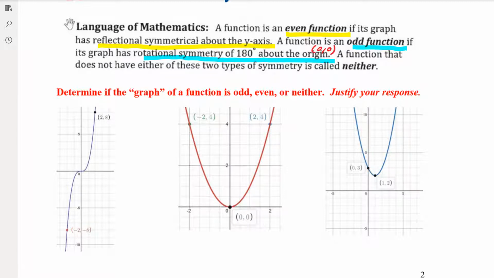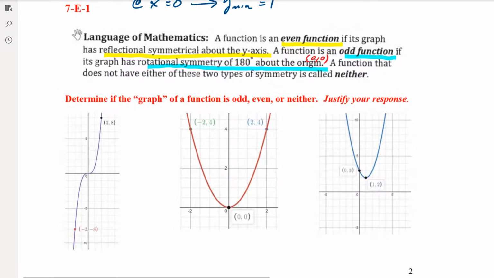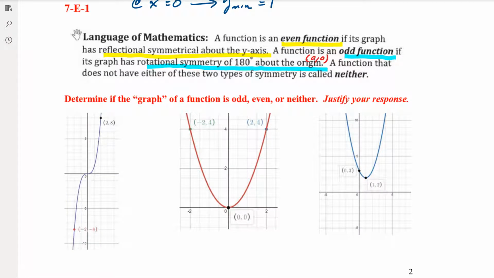Okay, so the algebraic interpretations though, let's go over that too. So if it's even, you can take any point x comma y on the graph, and if it's even, you can reflect it over the y-axis and it becomes negative x comma y. If a point gets transformed that way, we call it even.